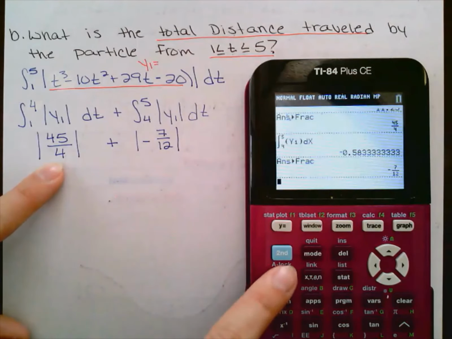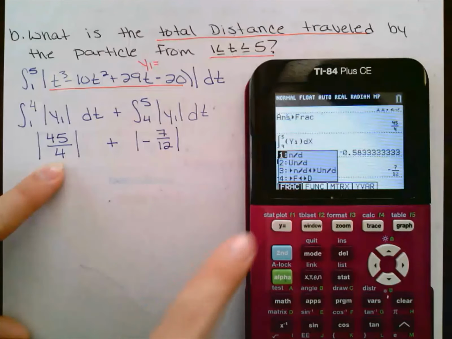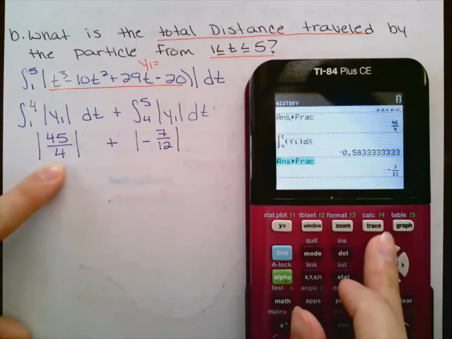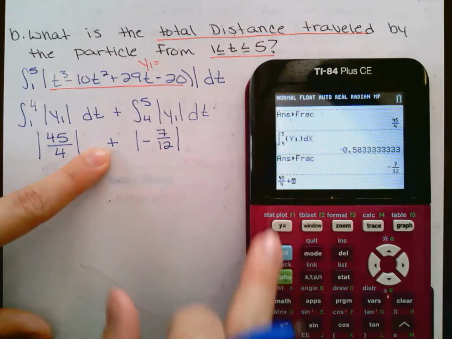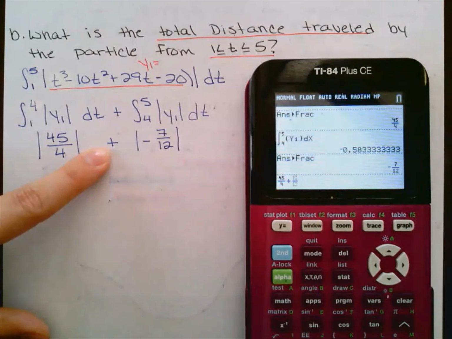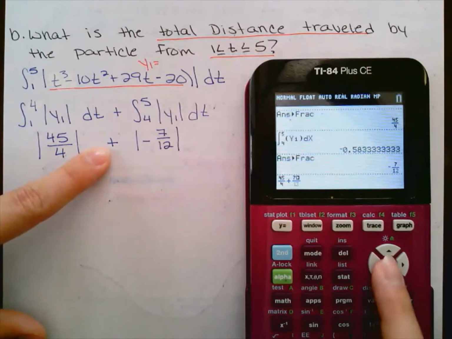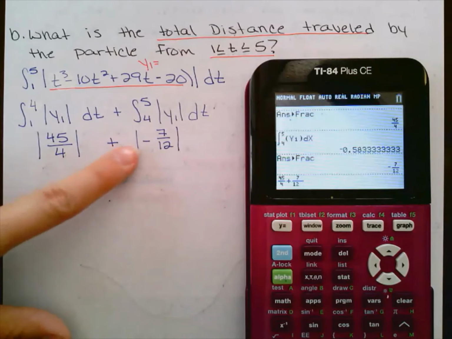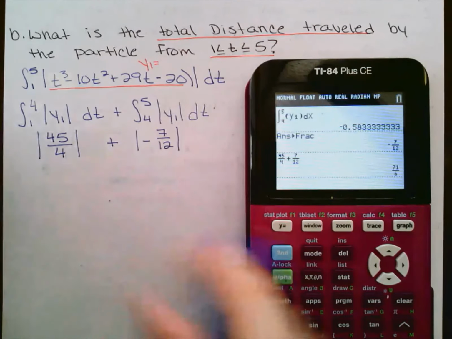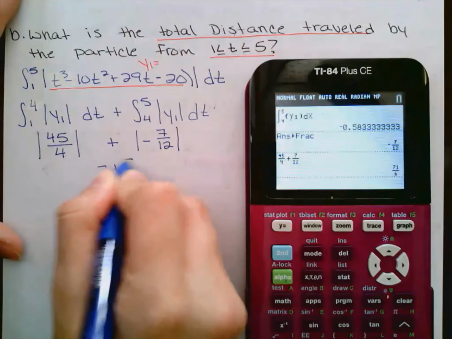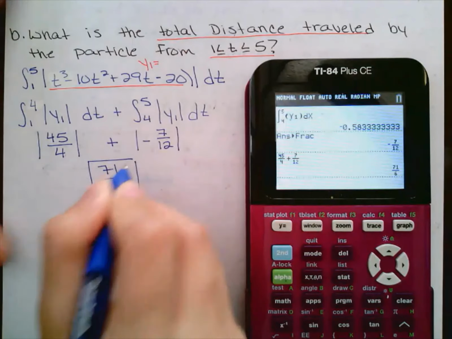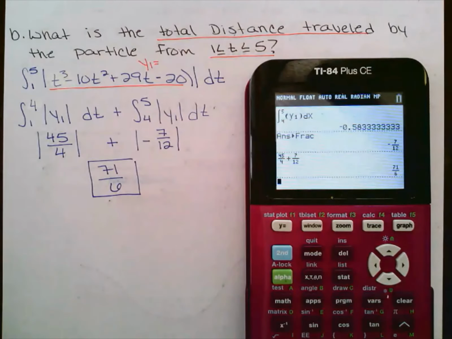Okay? So press alpha y equals, and you can create your own fraction, or you can scroll up, press enter, and then I'm going to add the positive version, plus. So let's press alpha y equals. And n over d stands for numerator over denominator. And I want the positive of 7/12. Because again, absolute value, total distance traveled. And I get 71/6. Okay? So now, that was option number 1.